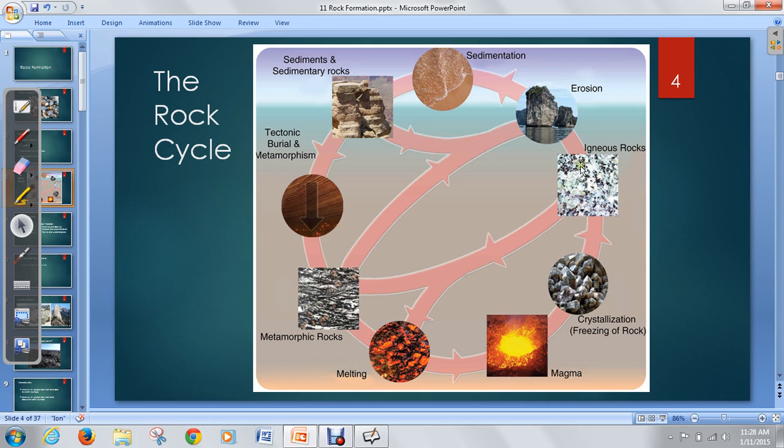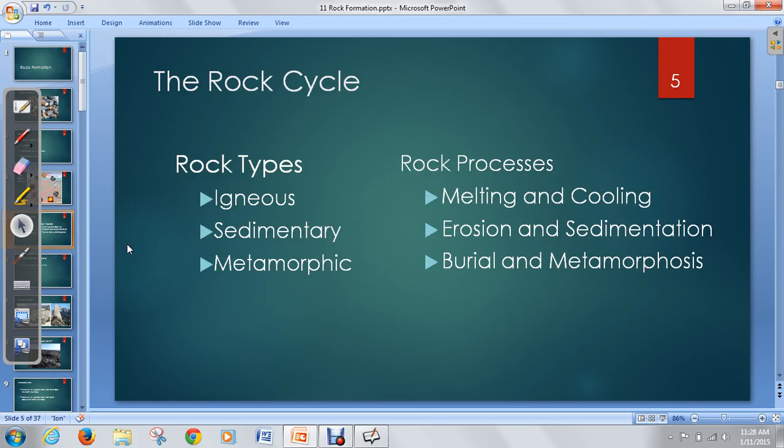Likewise, if I take an igneous rock and erode it away, and then build up the sediment and have it compress over time, it can turn into a sedimentary rock. These rocks are always changing over very long periods of time, from thousands to millions of years. Any rock over time can change into another rock type. So we want to know the rock cycle, and in particular the different parts of it. There are the rock types: igneous, sedimentary, and metamorphic. And there are the rock processes: melting and cooling, erosion and sedimentation, burial and metamorphosis.